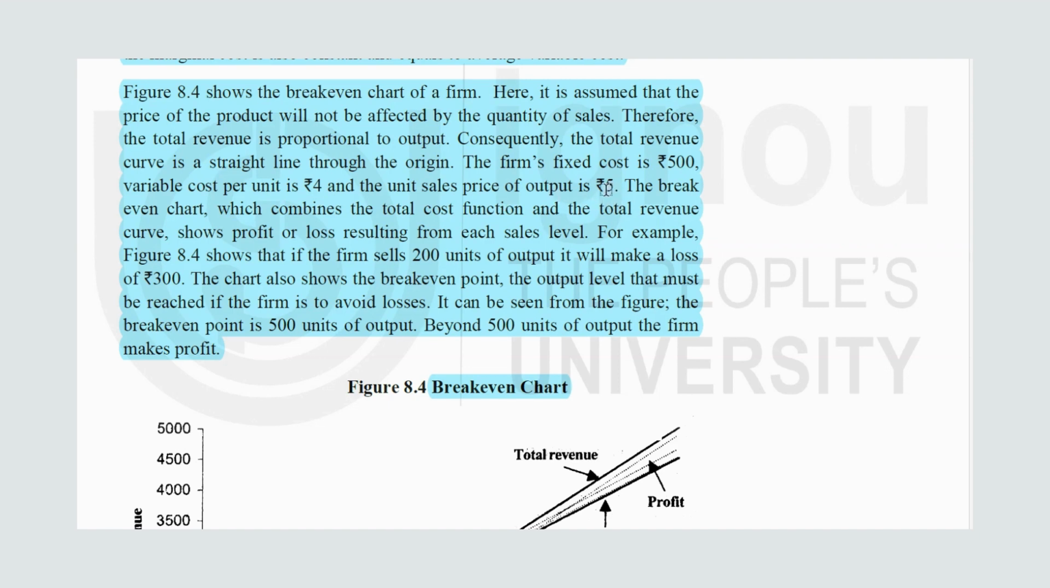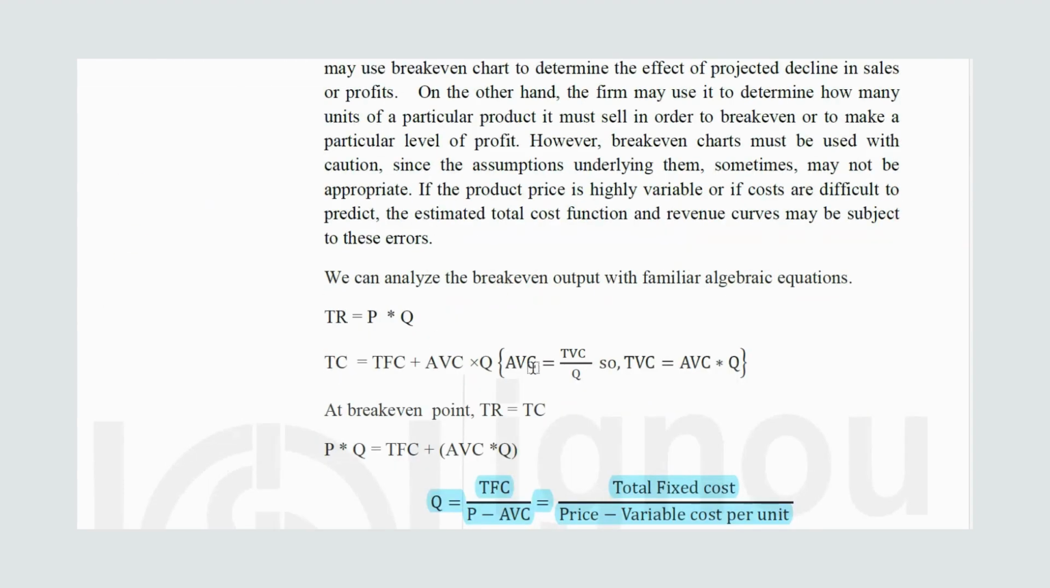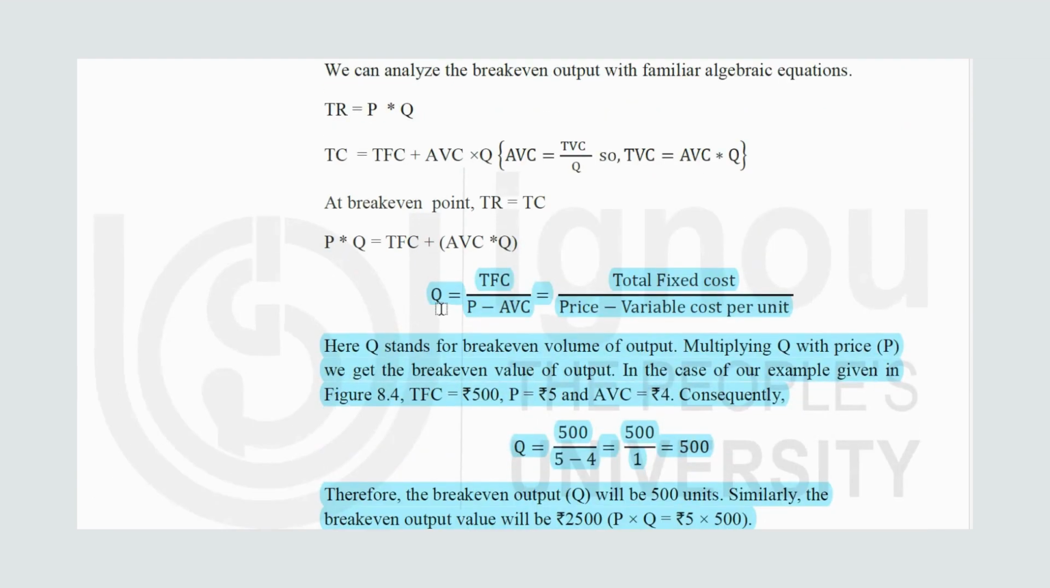So how can we find the break-even output? Let's see the formula for break-even output. The formula is Q equals TFC divided by P minus AVC. Q, what does it stand for? Break-even volume of output. Q is equal to the break-even output. It is the total fixed cost divided by the price minus the variable cost per unit.